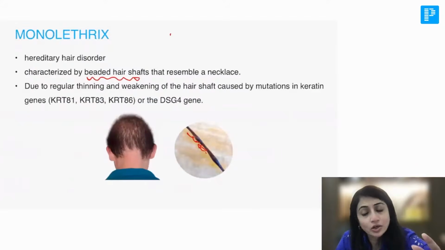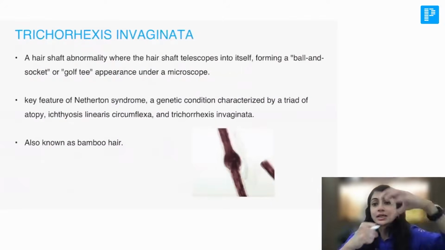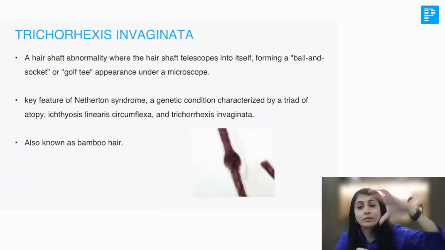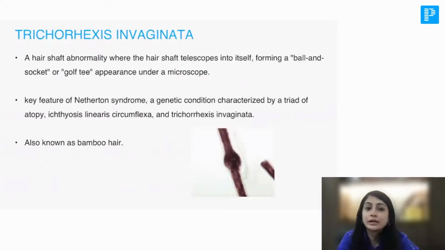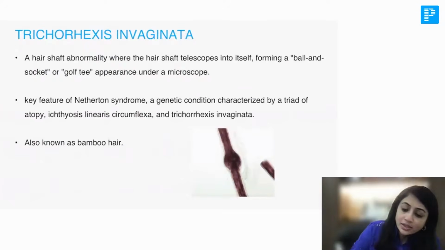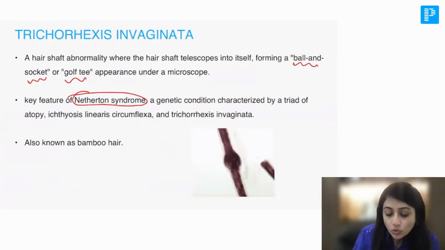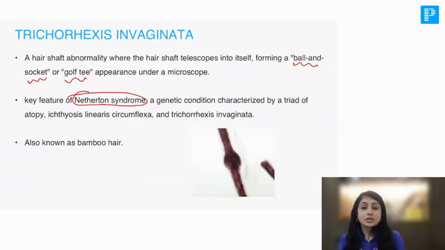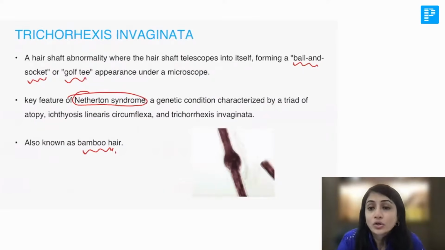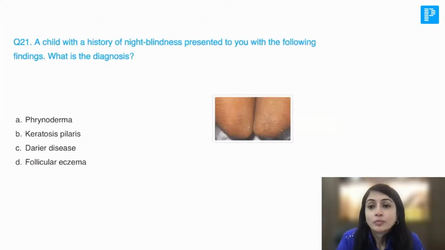Nodes is trichorrhexis nodosa. Next is trichorrhexis invaginata, in which it is invaginating, like a ball and socket or a golf tee appearance. So trichorrhexis invaginata shows ball and socket or golf tee appearance and is a feature of Netherton syndrome. This is also known as bamboo hair. So bamboo hair, part of Netherton syndrome, ball and socket or golf tee appearance, right? Moving on to the next question.